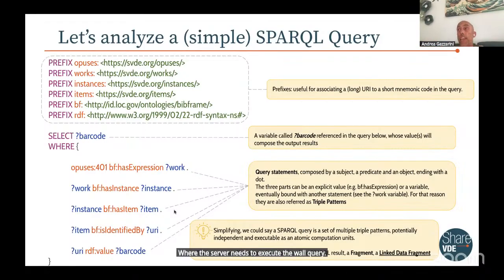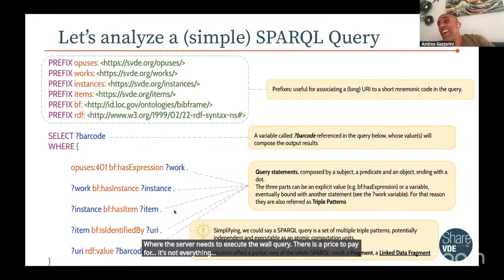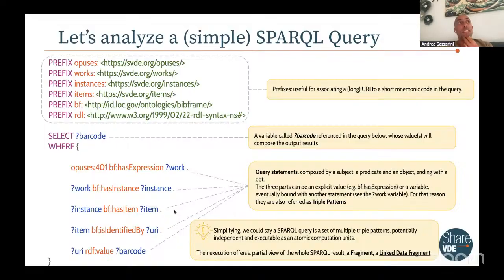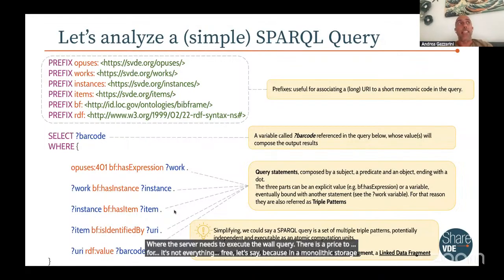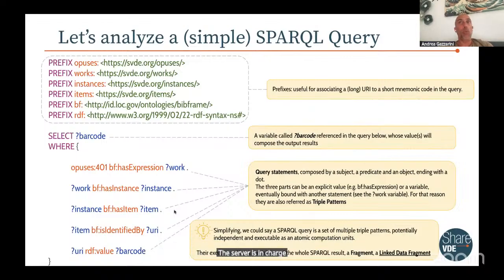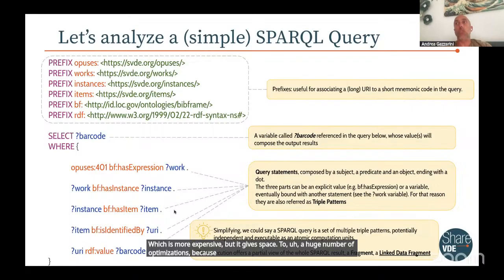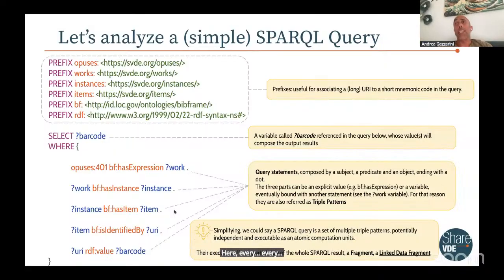There is a price to pay, it's not everything free, let's say, because in a monolithic storage, the server is in charge of executing the whole SPARQL query, which is more expensive, but it gives space to a huge number of optimizations because the server controls everything in the same place. Here, every triple pattern is delegated to a remote server.